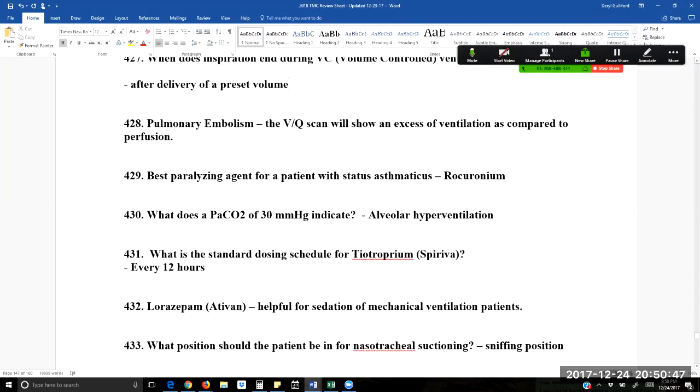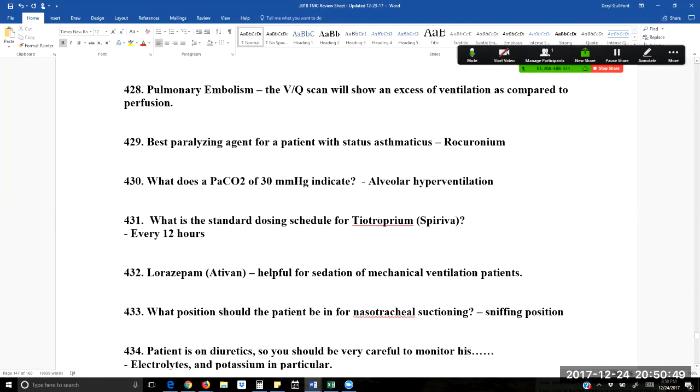Number 429, the best paralyzing agent for a patient with status asthmaticus definitely is rocuronium. At the hospital, we just call it rock. And what it does is it paralyzes the patient briefly, allows us to do what we need to do, and then we can reverse it. So, best paralyzing agent for status asthmaticus, rock.